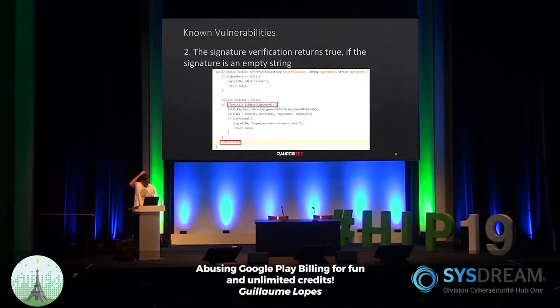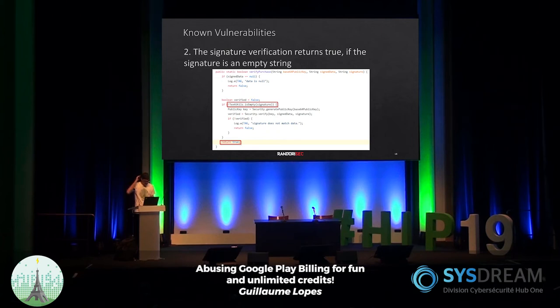Then, when you look at the signature verification method given by Google, he found that if you return an empty signature, the function always returns true. Because the first test is, if not empty, make the verification. In the other case, if the signature is empty, no verification is made, and by default, the function returns true. So to sum up, you can just create a malicious app at this time and set an intent filter with a high priority to impersonate the Google Play app, return an empty signature, and that's all, you can bypass the payment.